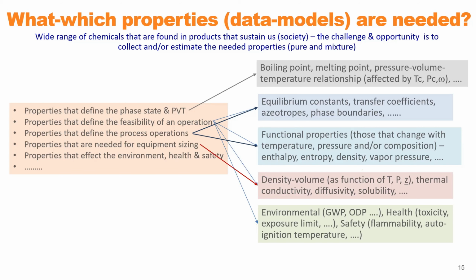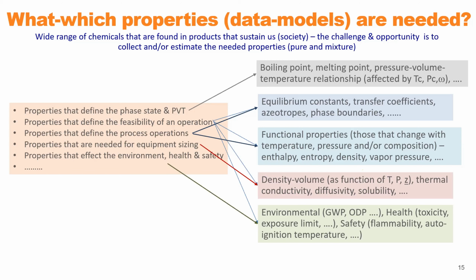Equipment sizing: these are the sizing parameters that affect the density. Volume will affect the size of the tank. The thermal conductivity will affect the area. The diffusivity will affect the area for mass transfer. Solubility will decide how much solvent is needed, and so on.